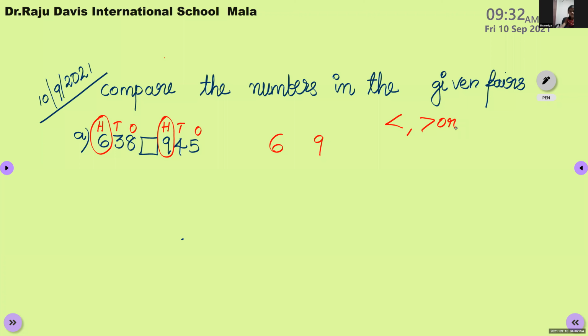Which is the symbol for less than? First one. See, here the crocodile's mouth is closed. So it is the less than symbol. So 6 is less than 9. So what can we say?